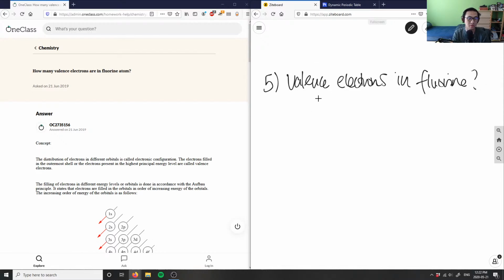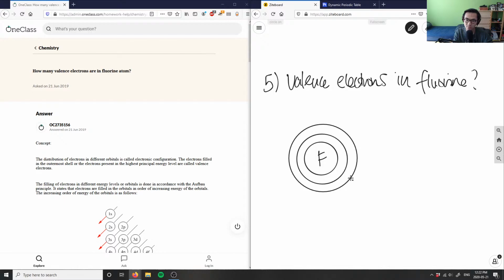They're not asking you about the electron configuration or the principal quantum number of fluorine. So in this case, I'm just going to draw a Bohr-Rutherford diagram. And what we can do is we can put F in the middle. There's actually 2 ways to solve this. This is the longer way, and I'll show you the easy way after.